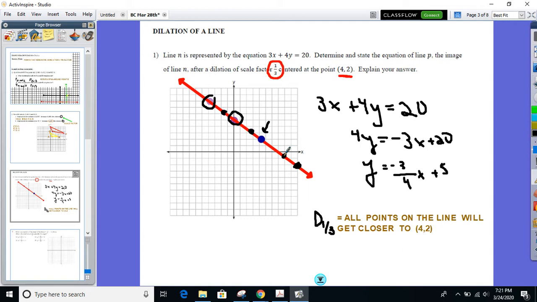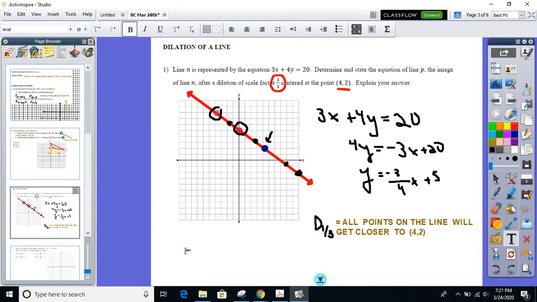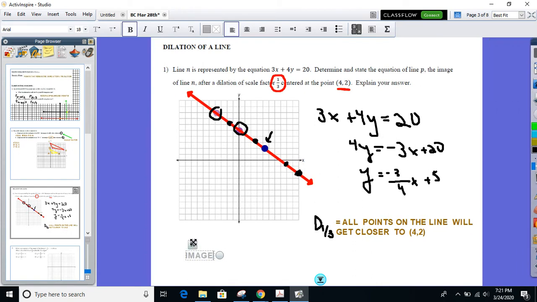So what am I trying to tell you here? If I dilate with any scale factor, doesn't matter the scale factor, around a point that is already on the line, the image is going to be that same exact line. If you dilate around a point that is on the line, your image will be the same exact line. Because I'm moving closer or further away from a point that's already on the line, which means the new image points will still be on the line. I'm hoping that starts clicking a little bit now.